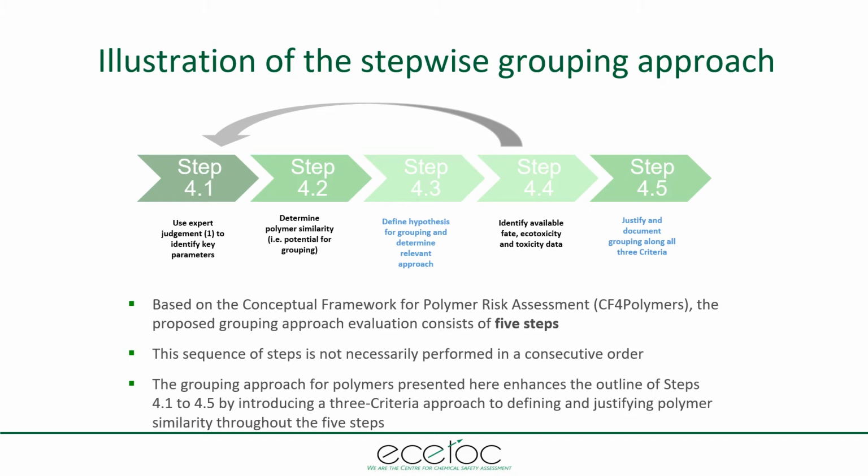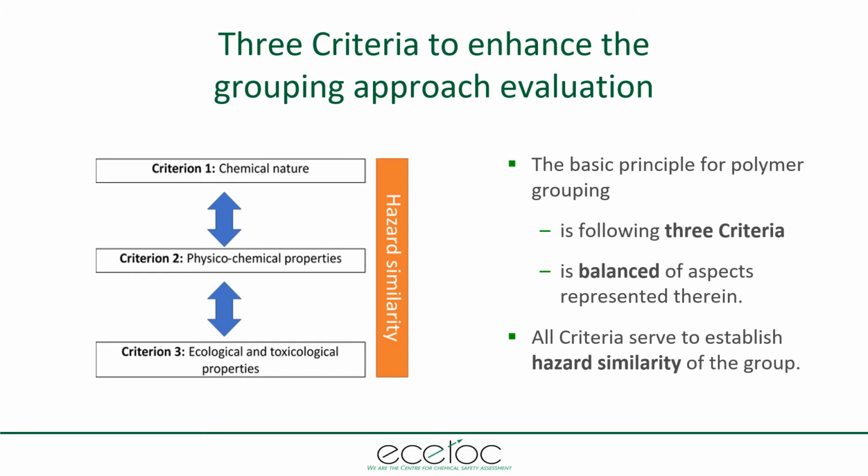This sequence of steps is not necessarily performed in the consecutive order, which means that once you reach step 4 and you recognize that your hypothesis is not proven valid, you may go back to step 1 and start once over. And this approach presented here enhances the outline of step 1 to 5 by introducing a 3-criteria approach to defining and justifying the polymer similarity throughout these 5 steps. And this is on the next slide. To enhance the grouping approach evaluation, we introduce 3 criteria.